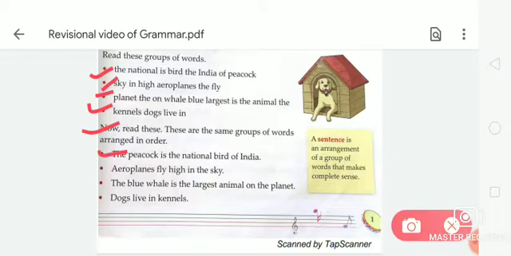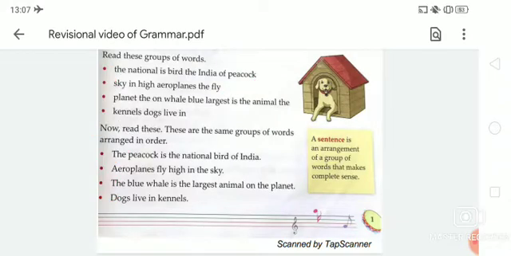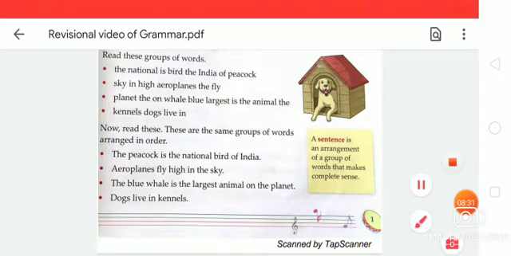So just like this, first, the peacock is the national bird of India. It makes sense. Second is: sky, in high aeroplanes the fly. No, it doesn't make any sense. So we must write this: aeroplanes fly high in the sky. Third, the blue whale is the largest animal on the planet. Fourth, dogs live in canals. Just like this, you have to make many more sentences that make sense.